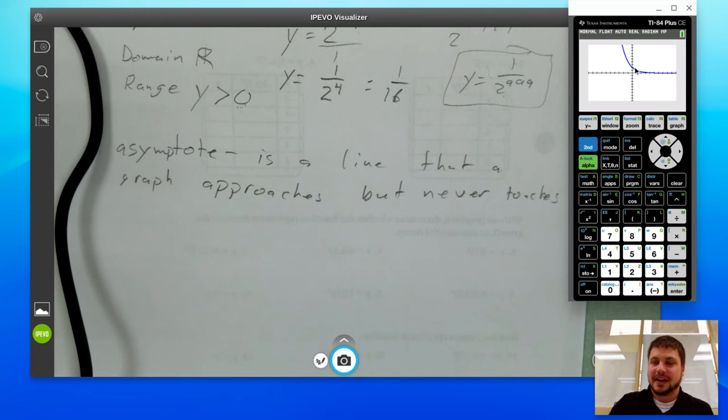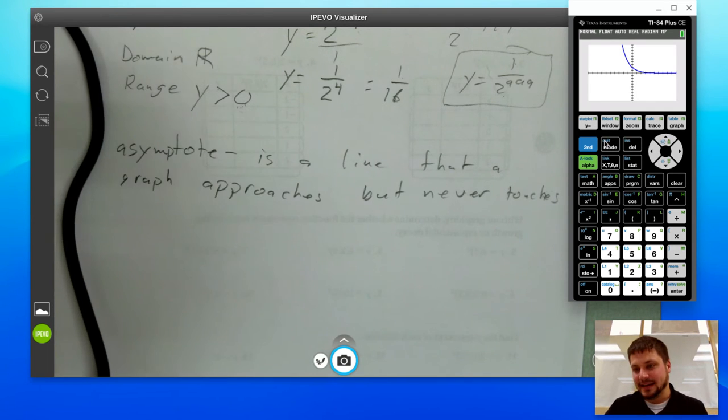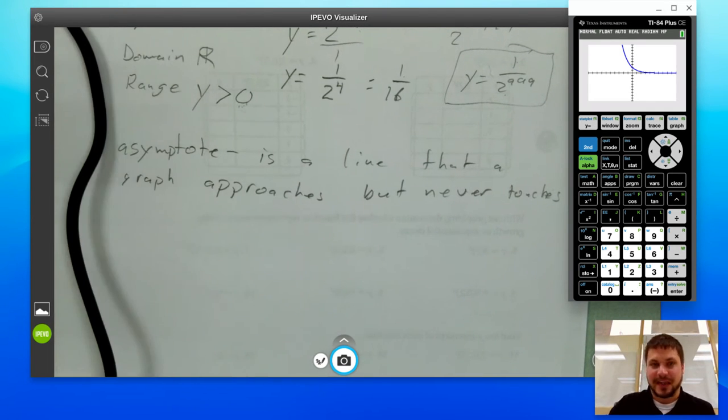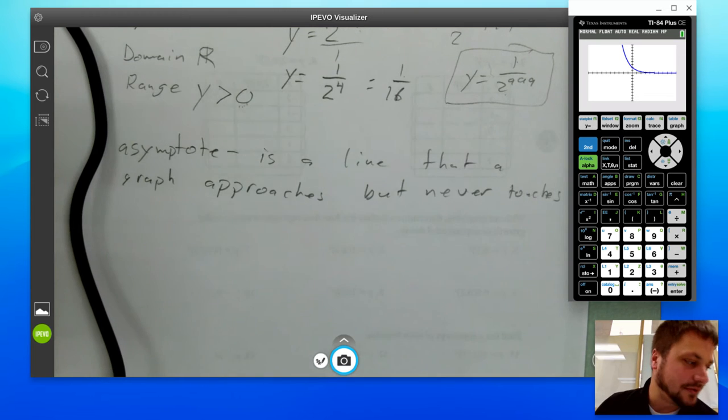Now notice, as my x's are getting bigger this time, my y's are getting smaller. As the graph is going to the right, the graph is getting smaller. That's a decay. A decay means that as my x's are getting bigger, my y's are getting smaller.